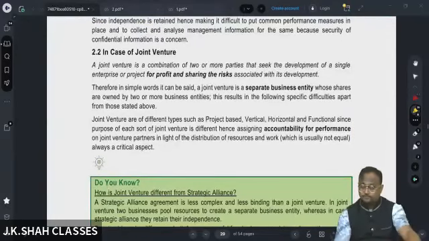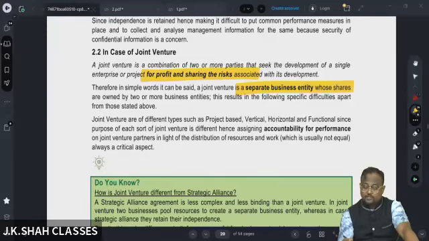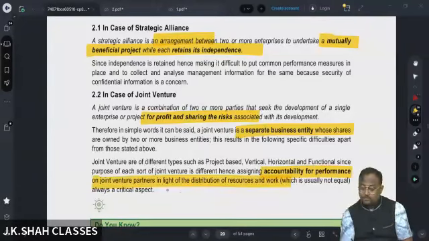Then joint venture. Come together for profit and sharing the risk. Now, if it is a separate entity, it is a joint venture, otherwise it is a strategic alliance. Joint ventures are of different types: project-based, vertical, horizontal, functional. If you have that type of joint venture, the accountability of performance can be done in the light of distribution of resources and work.